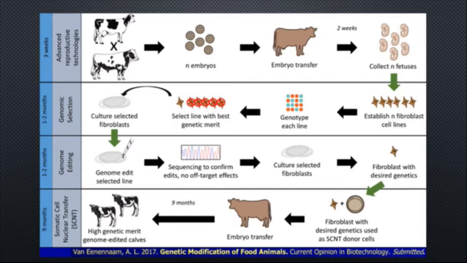Maybe change some alleles in those individuals for some of those large effect traits, or correct a line that may be a carrier of recessive abnormality. Those are all types of things we could do with that technology. And then you go in and use those things in somatic cell nuclear transfer, and end up with these high genetic merit animals that have been genome edited within a fairly short amount of time.